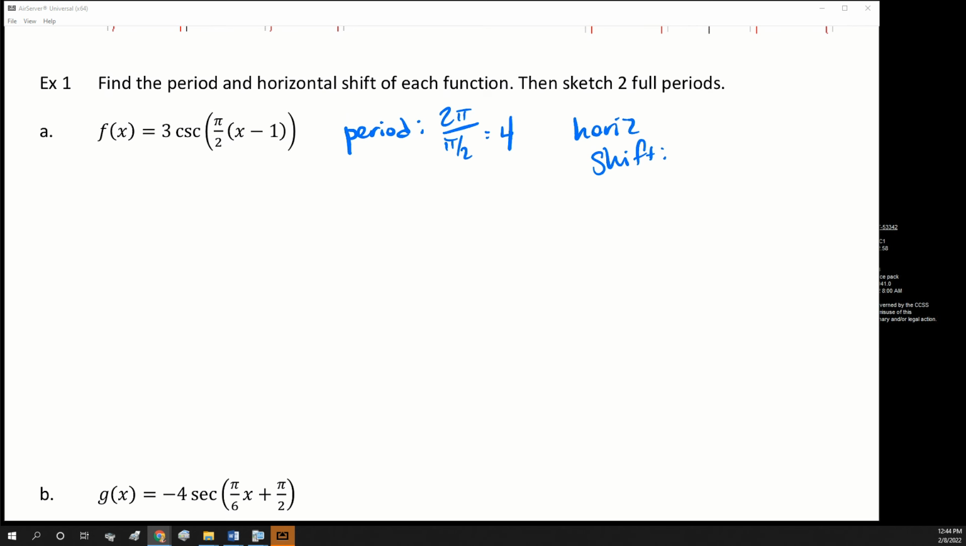All right. And then for the horizontal shift, it could be written one of 2 ways. When it's written this way, it's a little better than when it's written the way it is on B. So when it's written this way, they've kind of already divided it out. And so if we're looking for the horizontal shift, we're just going to use whatever that number is. So it's going to be 1 unit, and then which direction? To the right.